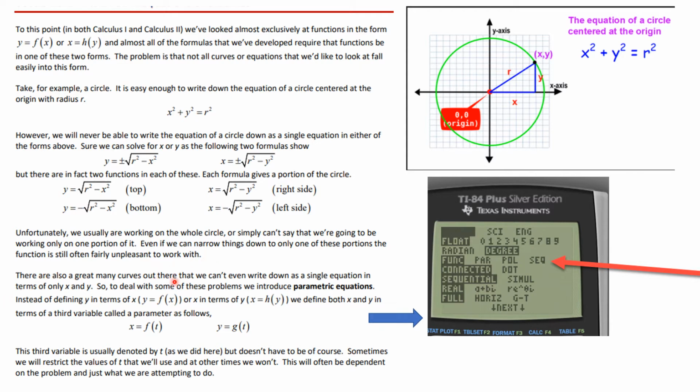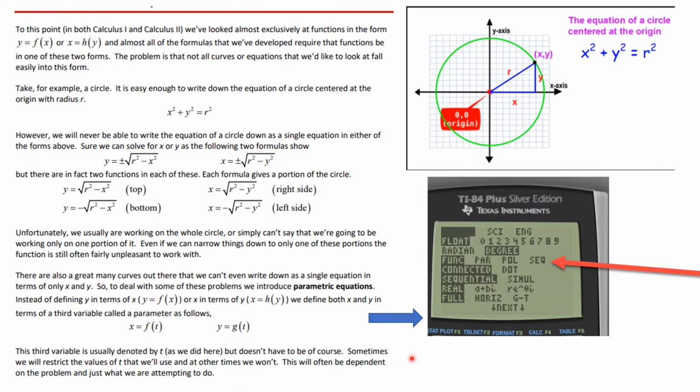There are also a great many curves out there that we can't even write down a single equation in terms of x and y. So to deal with these, we introduce the idea of parametric equations. That's the time that we were thinking about before. Instead of defining y in terms of x, y equals f of x, or x in terms of y, x equals h of y, we define both x of t and y of t in terms of a third variable called a parameter as follows. x is equal to f of t, y is equal to g of t.